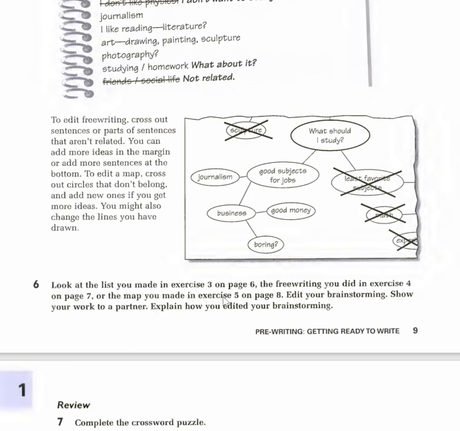Now look at the list made in exercise 3 on page 6, the free writing you did in the exercise on page 7, or the map you made in exercise 5. Edit your brainstorming. Show your work to a partner. So the examples given, we've just explained. You can go back, read them again, and edit them. Explain how you edited your brainstorming. For each method, you can explain how you did the brainstorming.